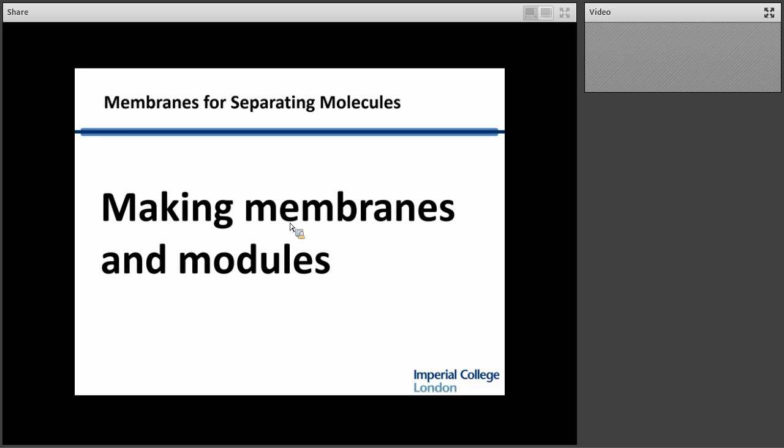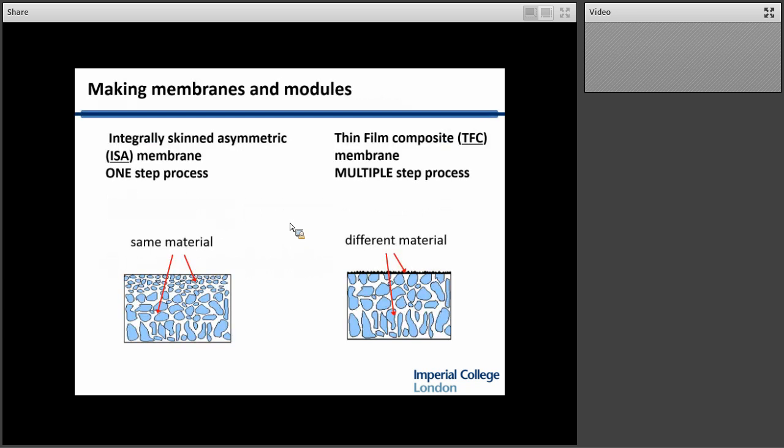So to do that, of course, we need membranes. And what I want to tell you a bit about now is making membranes and modules. There's two types of membranes that we use. The first type is made out of one material here on top of a non-woven. We call this an integrally skinned asymmetric membrane. So the point is the open part of the membrane here and the more closed tight part of the membrane that carries out the filtration here are all made of the same material.